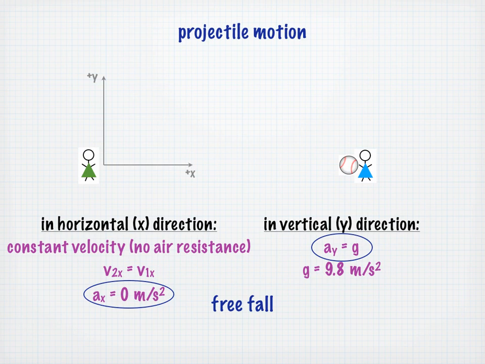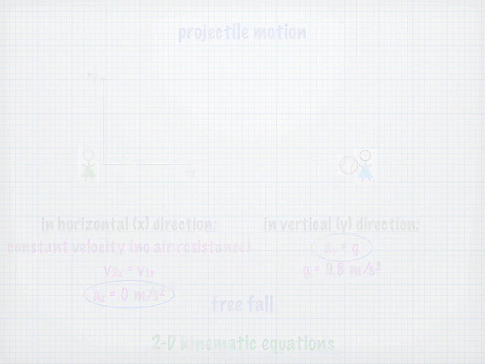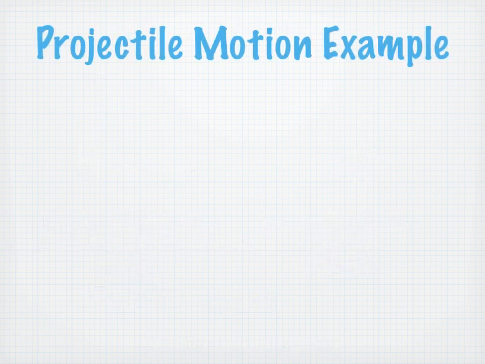And since projectile motion is a two-dimensional motion with a constant acceleration, we can use the two-dimensional kinematic equations to solve these problems. Let's look at a classic projectile motion example problem.